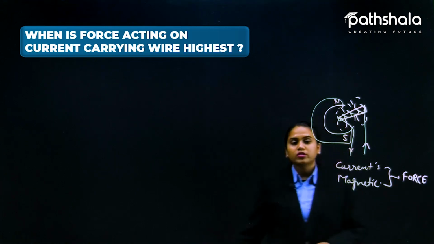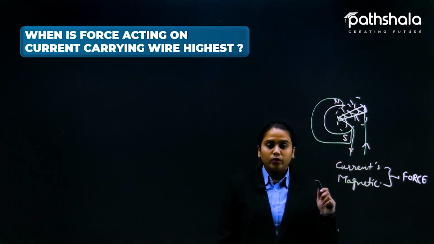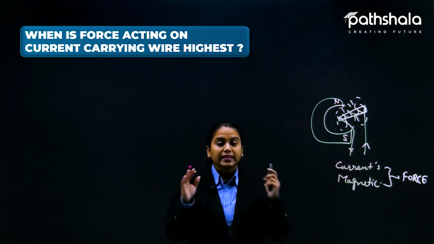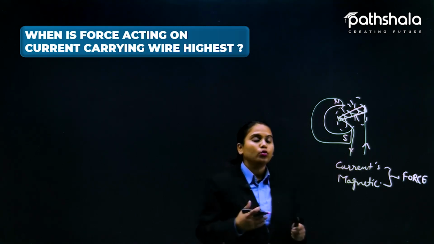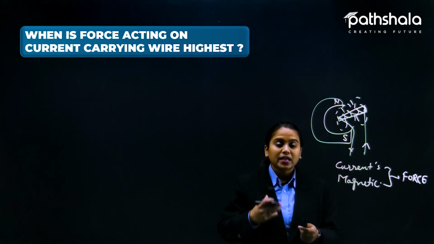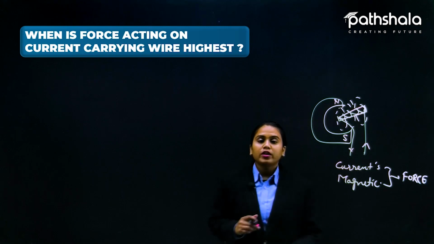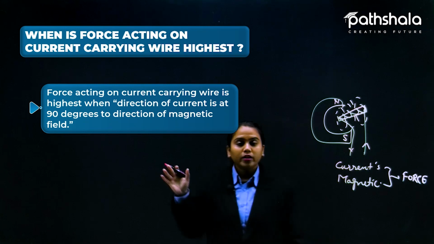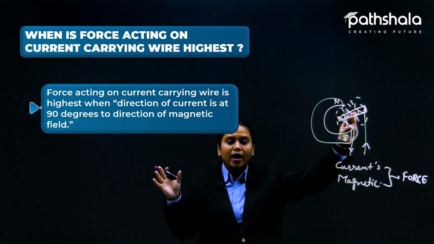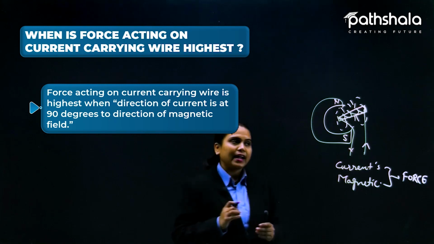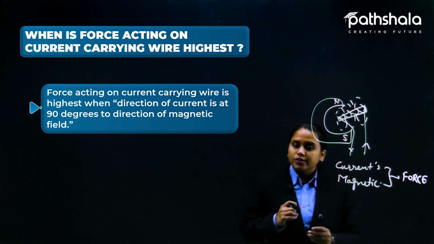So that is the force direction that we are going to calculate. But when is this going to be maximum? If you want to know when the force is maximum, ki force sabse zyada kab lagega. Okay, so for that we have a condition: the force acting on the current carrying wire is highest when the direction of the current is at 90 degrees. Certainly, this is true.